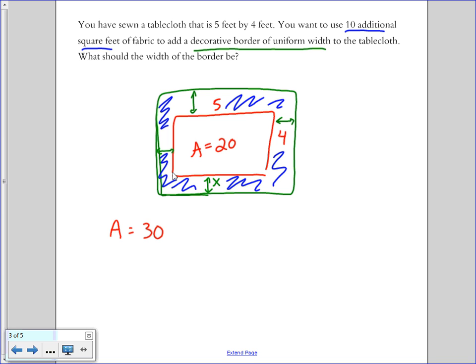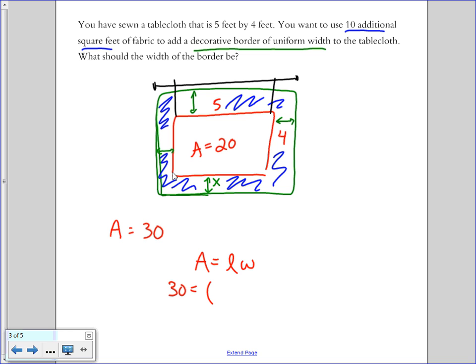To obtain the area of 30, it's the length times the width of the entire quilt, including the border. So our area of 30 has to equal the length of the quilt. The length of the quilt, which is this. We have to find the expression that stands for this.